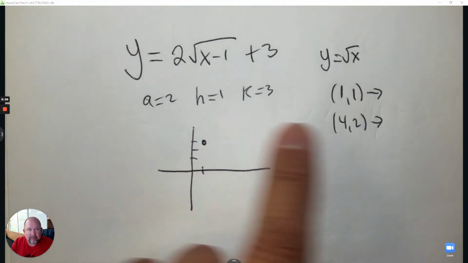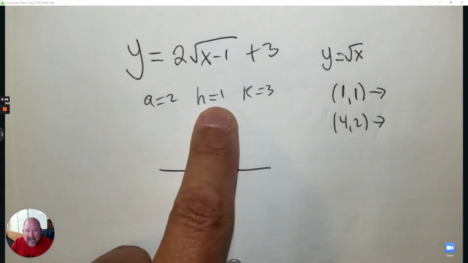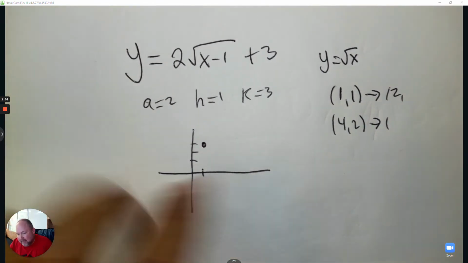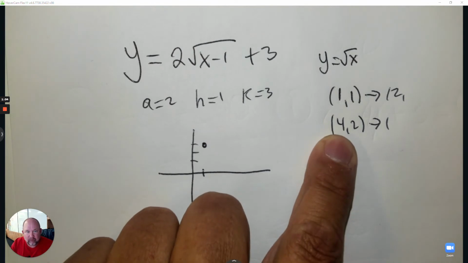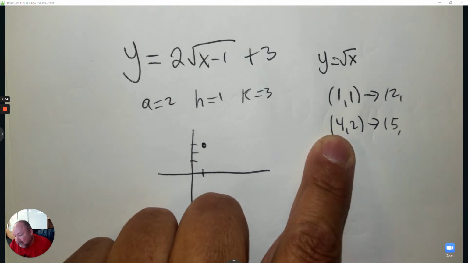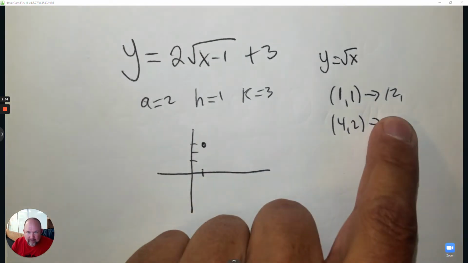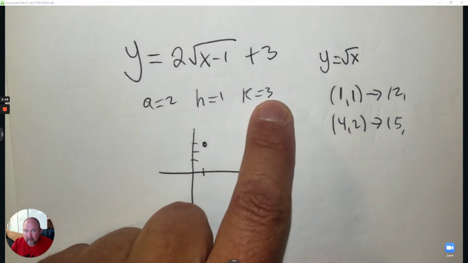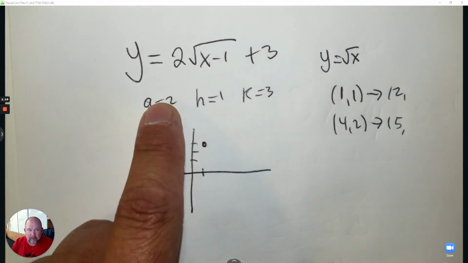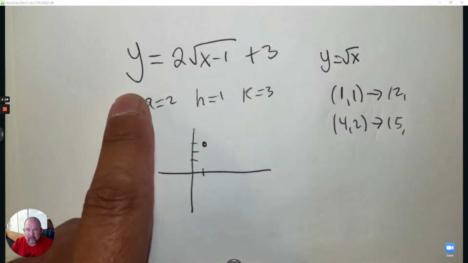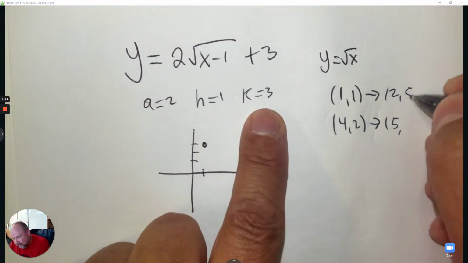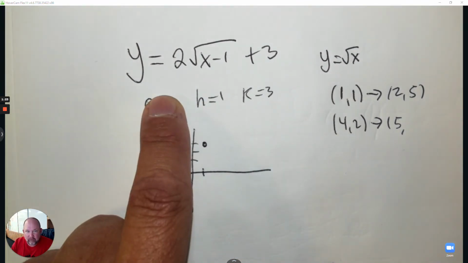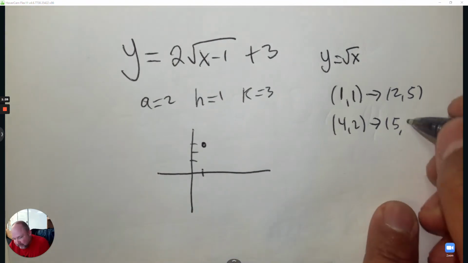So h changes the x coordinate. So I'm going to add 1 to the x coordinate. So 1 plus 1, that's 2. And then the x coordinate here, 4 plus 1, that's 5. To change the y coordinate, this requires both that vertical stretch and that vertical shift. So I'm going to multiply first and then add 3. So 1 times 2 and add 3. And then 2 times 2, which is 4, plus 3, which is 7.